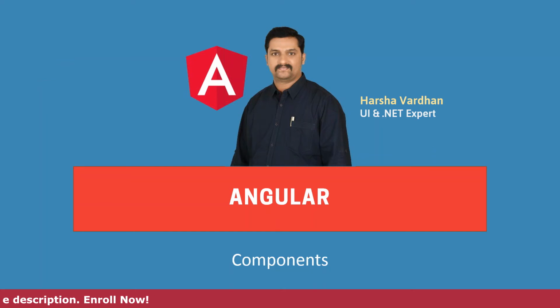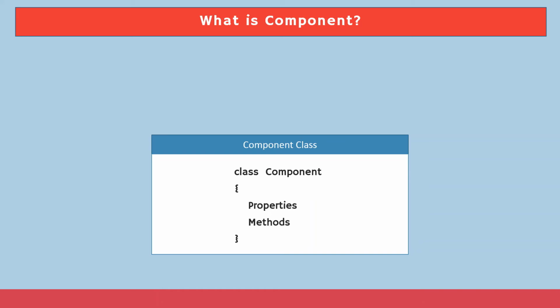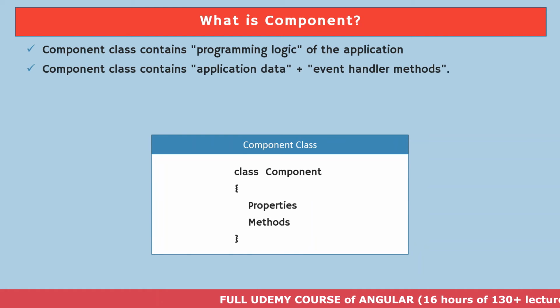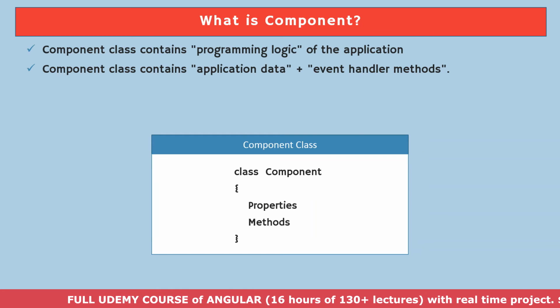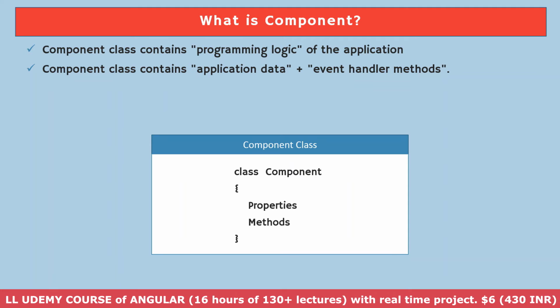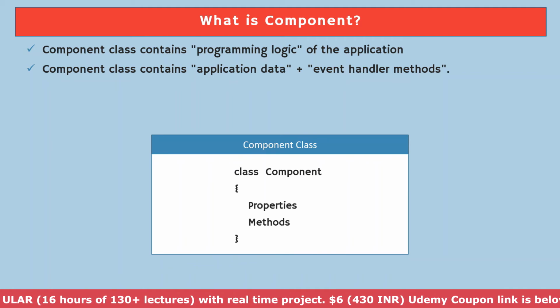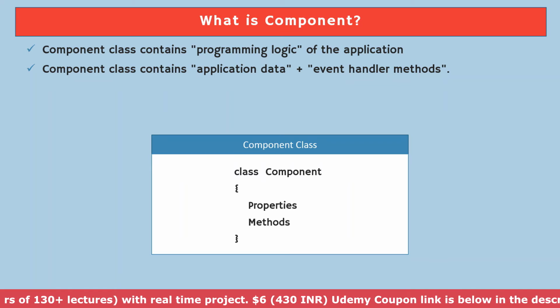Let's understand Angular components in detail. A component is a class that contains application data plus event handler methods. For every screen, you need to create a component. For example, for a dashboard page, you need to create a dashboard component. A component contains application data in the form of properties or arrays that is required to display the view.